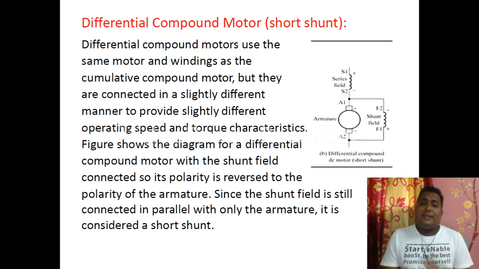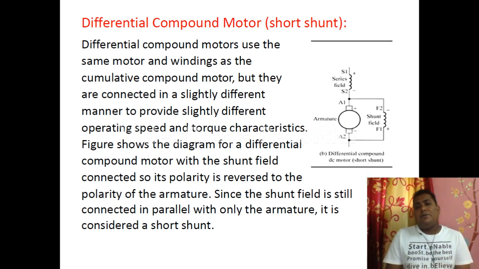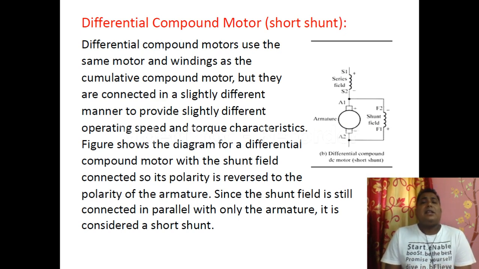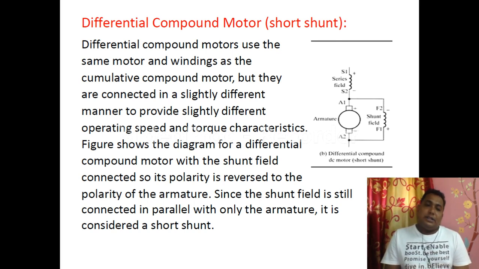Already I have told about differentially compound machines, and it is also present over here. So let us see what is written in differentially compound. A differentially compound motor uses the same motor and winding as a cumulative compound motor, but they are connected in a slightly different manner to provide slightly different operating speed and torque characteristics.